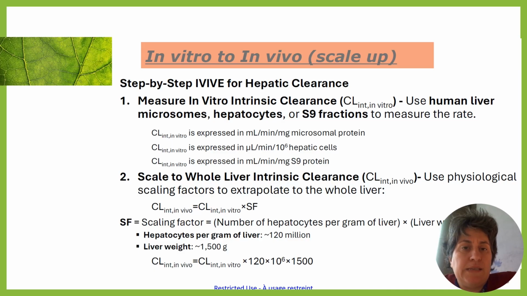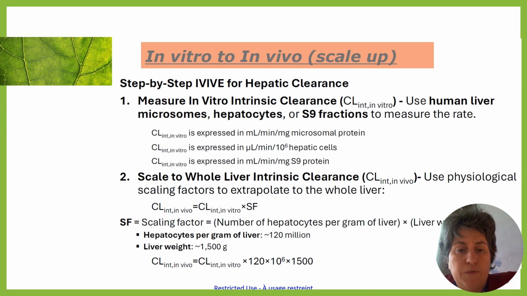Just as an example, if you want to scale up, for instance, hepatic clearance that is measured with different types of matrices, you can use microsomes, hepatocytes, or S9 fraction. You would have 3 different types of outcome. This outcome needs to be then multiplied by a scaling factor, and usually it is the hepatocytes per gram liver and the liver weight. Here you have your value, that is the clearance in vivo equals the clearance in vitro times your scaling factors. The value derived is your in vivo clearance that can be used as an input parameter to your model.